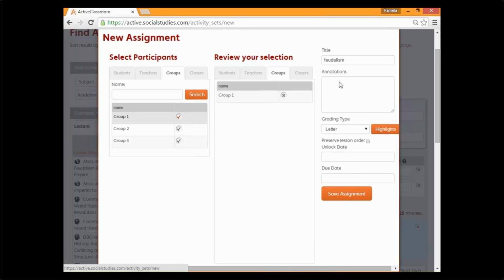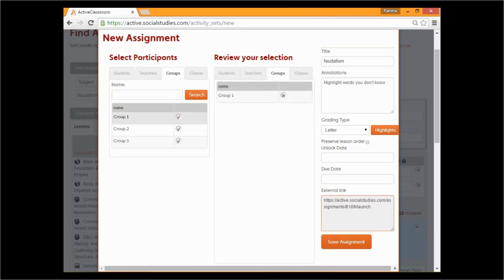Now, what is it I want them to do with this? I have to put my directions here under annotations. What is it I want them to do with the material I'm giving them? I'm going to click over here and I'm going to put highlight words you don't know, and then I'm going to click Save, and when I click Save, I can tell that I have done so by the external link that comes up. Yay! I have now saved my assignment for group 1.